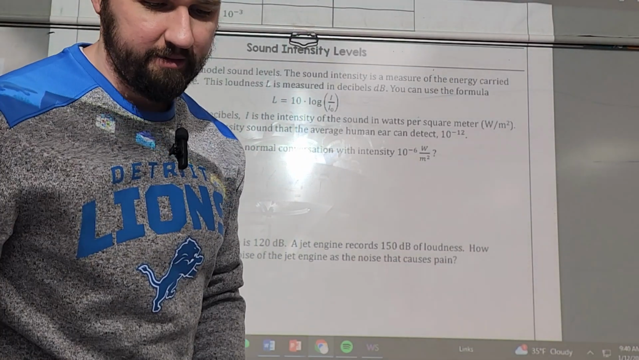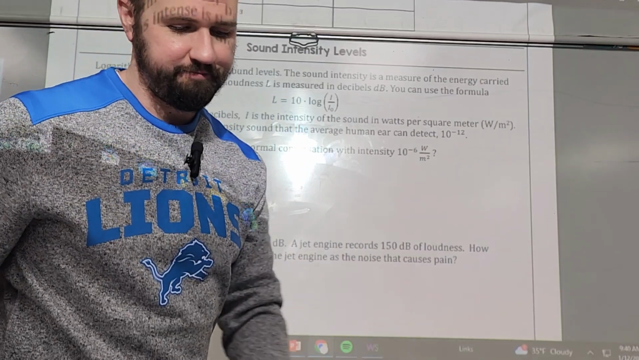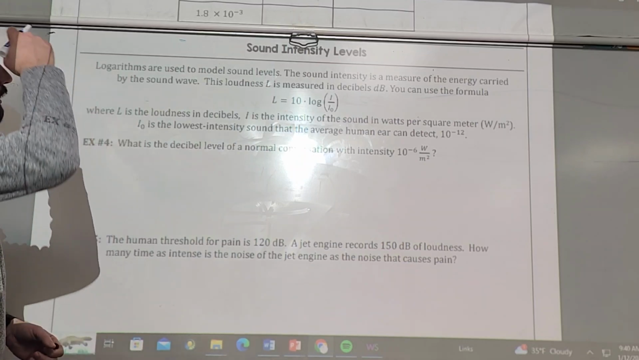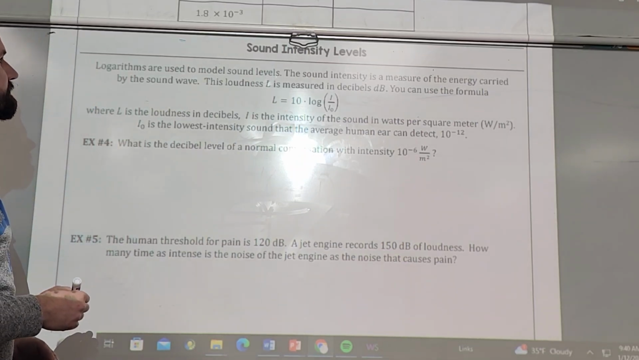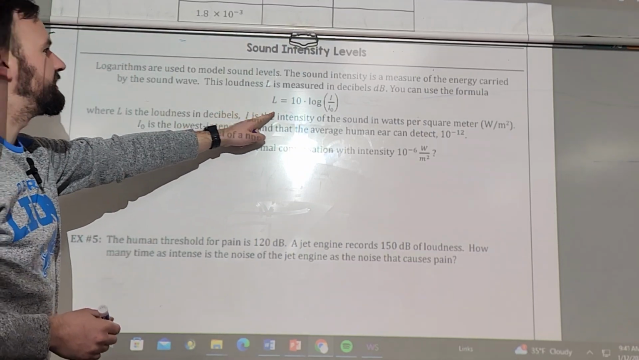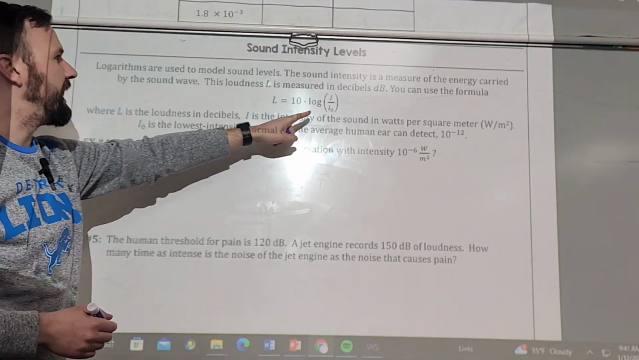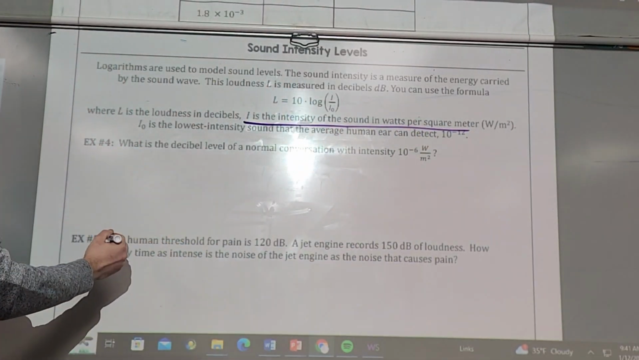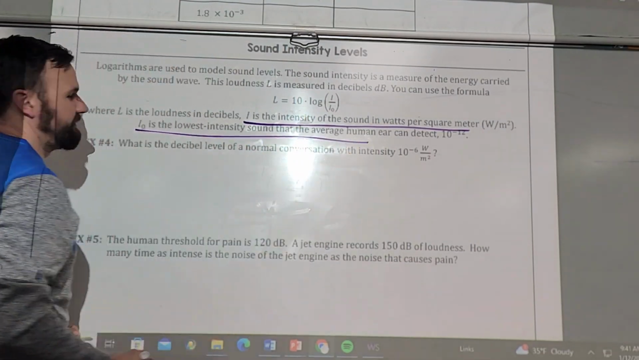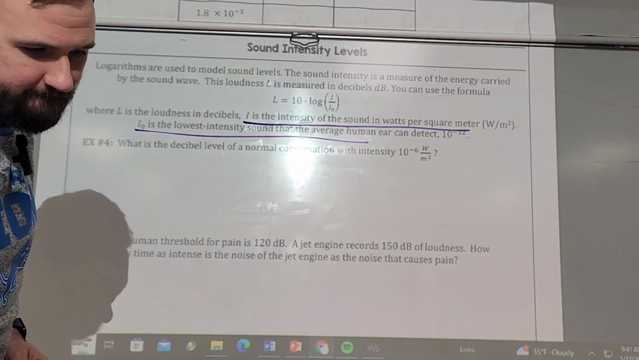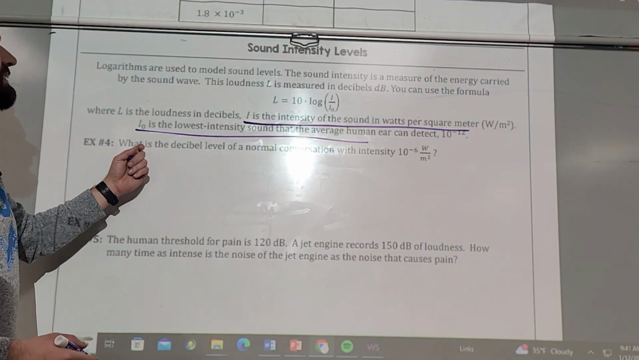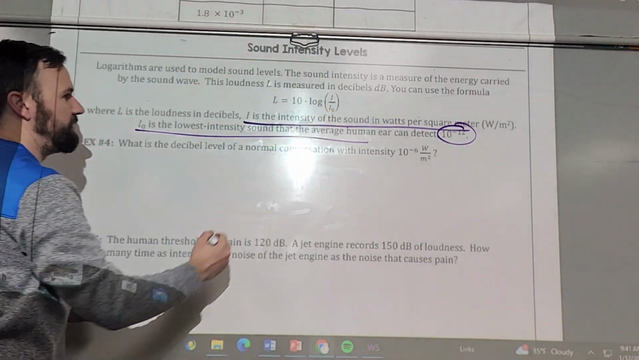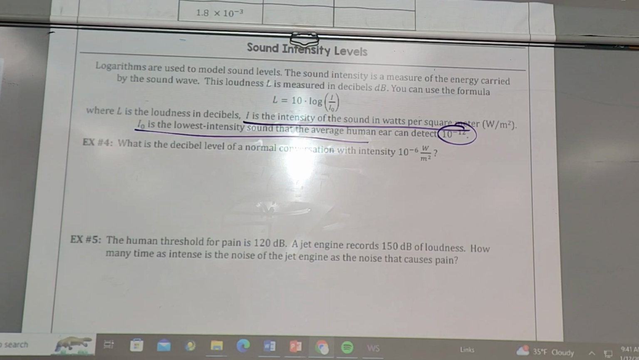So we are looking at sound intensity. I have an equation, right? Loudness is L = 10 log(I/I₀). I is the intensity of sound, and I₀ is the lowest intensity we can detect. For this one, what's our I₀ going to be? 10 to the negative 12.